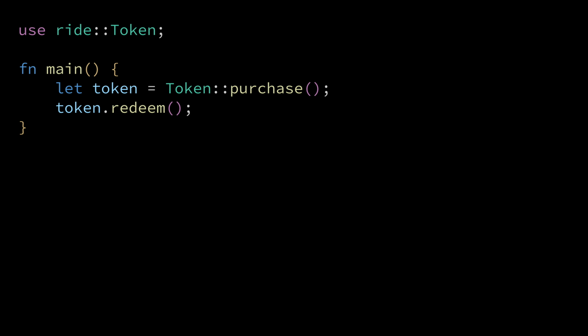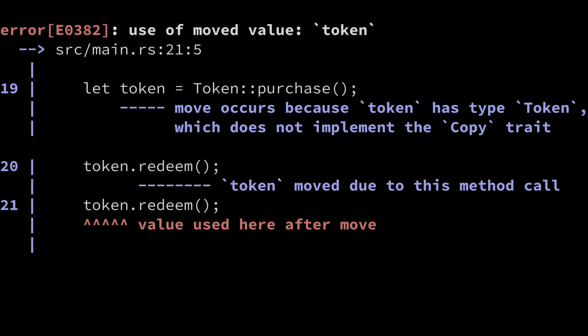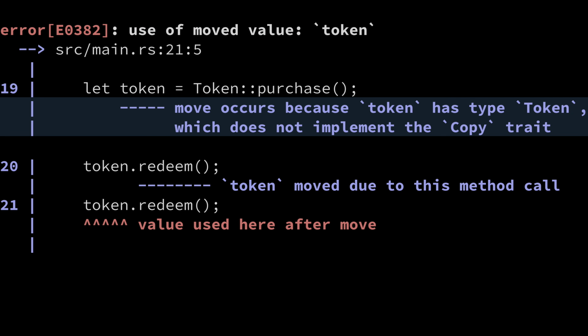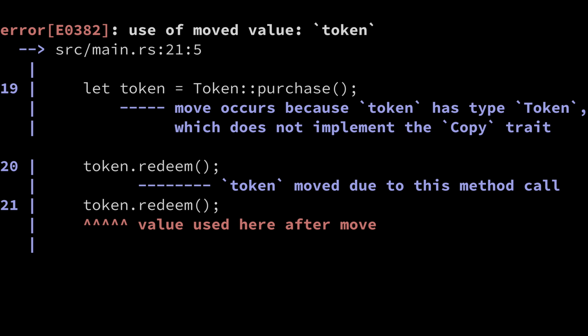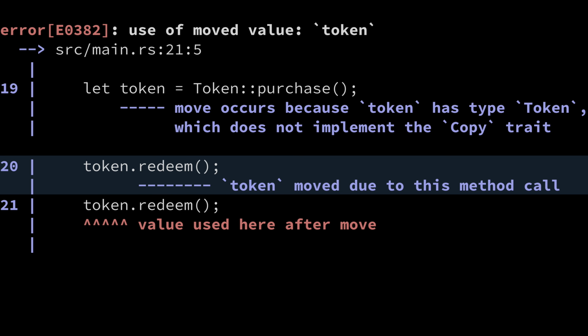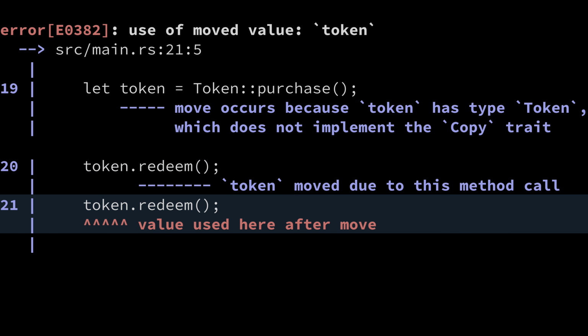Great, this works. Now let's see if we can cheat and get some free rides. Can I redeem the same token twice? No. If I call token.redeem again, I get the error "use of moved value." The move occurs because token has type Token, which does not implement the Copy trait. It points at the first redeem call and says "token was moved due to this method call." Then it points at the second redeem call and says "value used here after move."